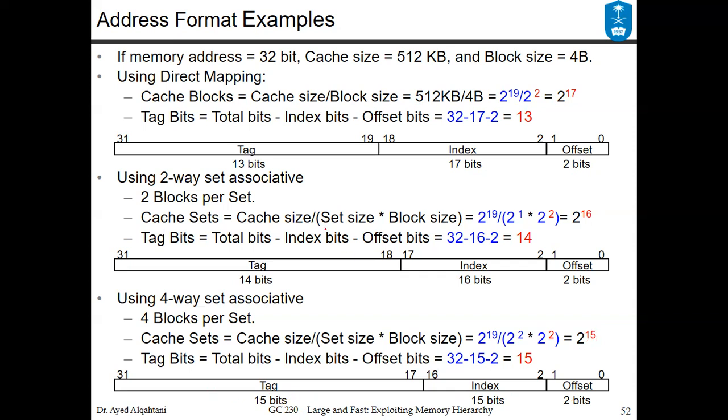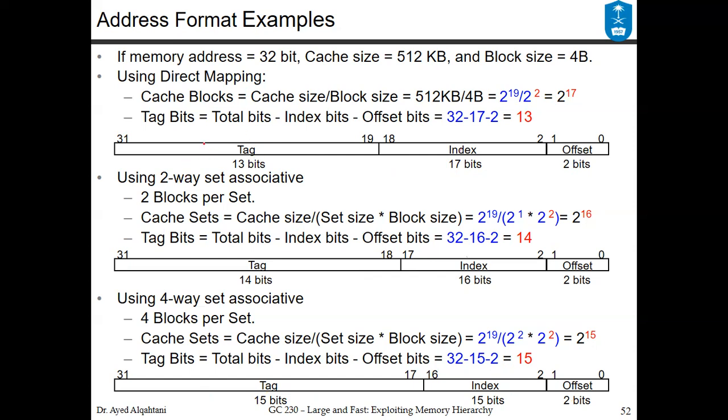Also, you could look at what's the trend here. As we are increasing the associativity, the index bits are reduced. If we reach fully associative, the index bits would be equal to 0.